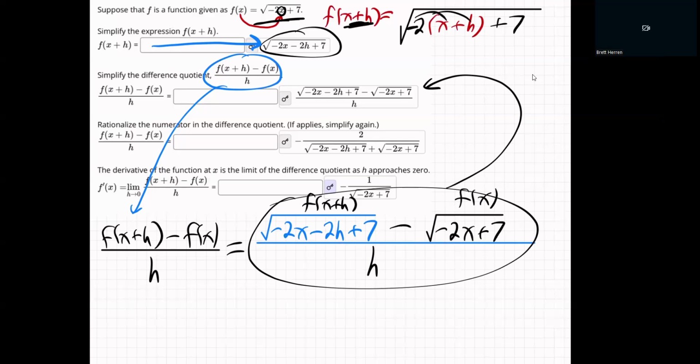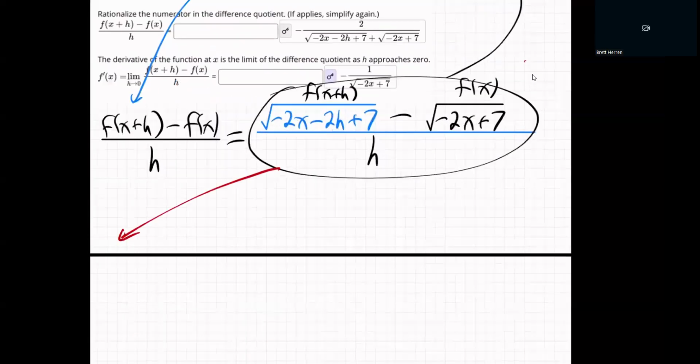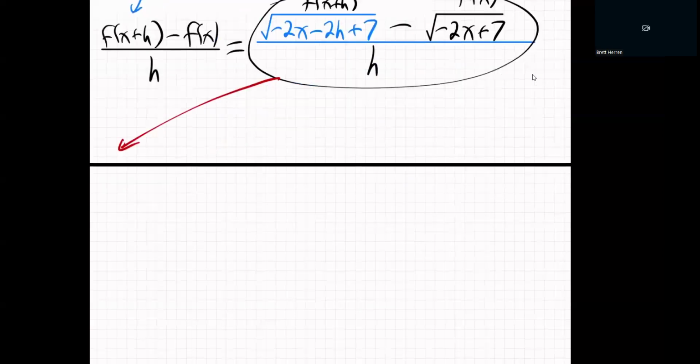So we're done with 2 out of 4. Now, number 3 is going to be the really bad one. What they want us to do is take this and rationalize the numerator in the difference quotient. So yeah, it's not easily done. So here we go. Bring it over here and write it. I'm on part C right now.